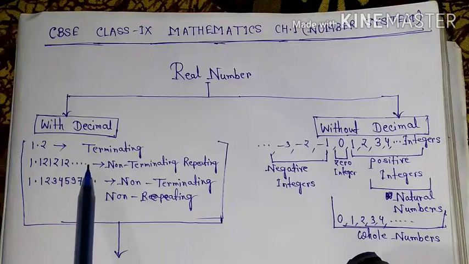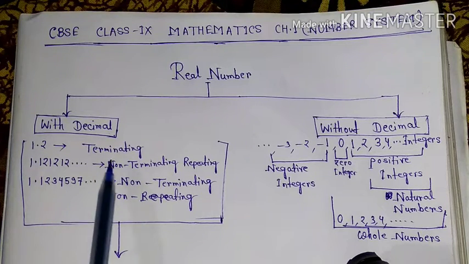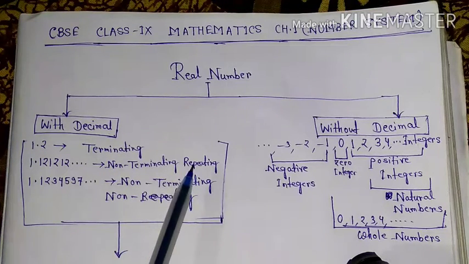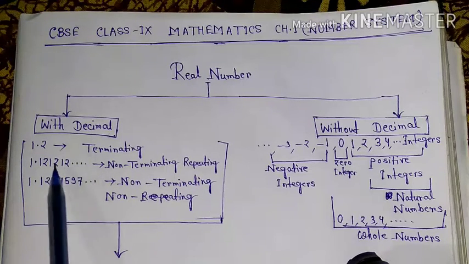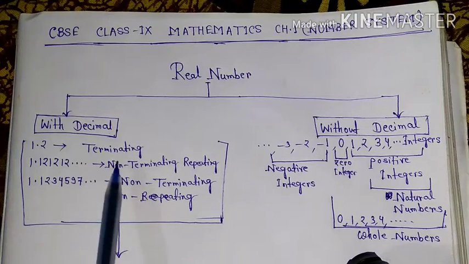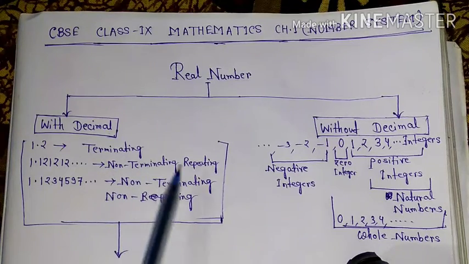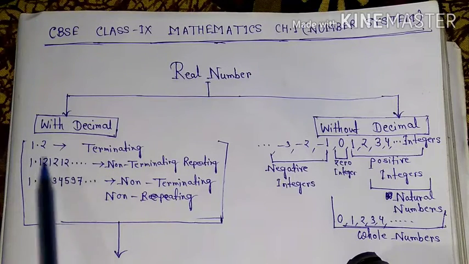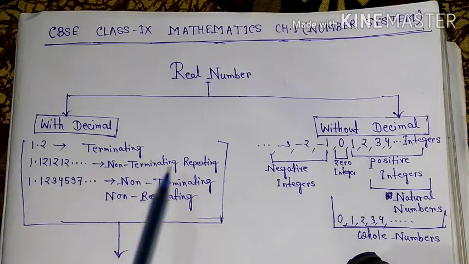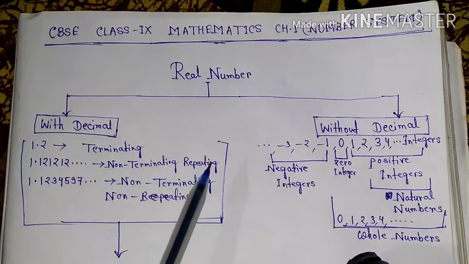1.121212 and so on. This is called non-terminating repeating. It does not terminate at a point. That's why it is non-terminating. Repeatedly we get the two digits 1 2 1 2 1 2. That's why it is non-terminating repeating.